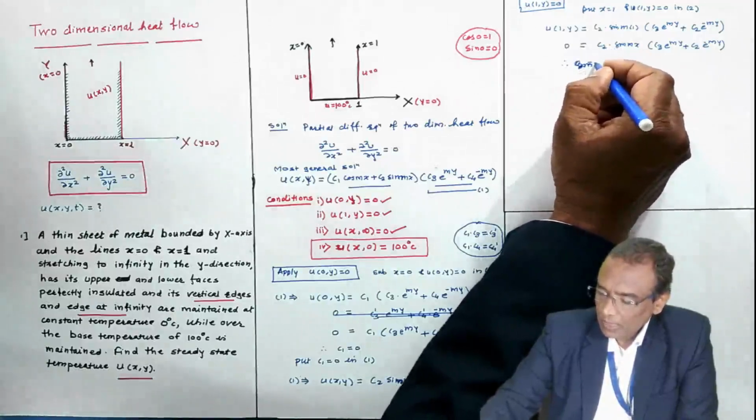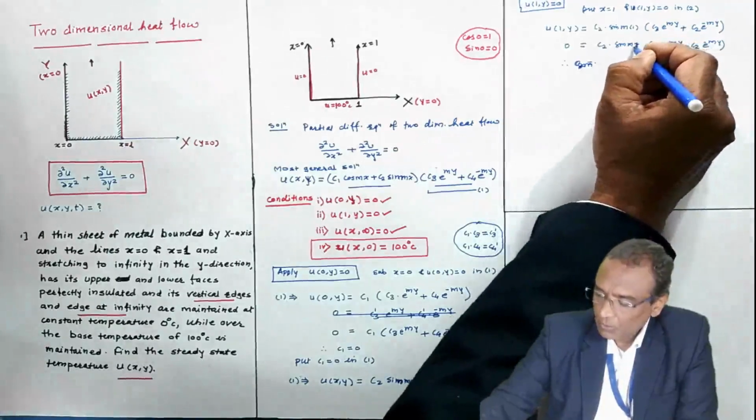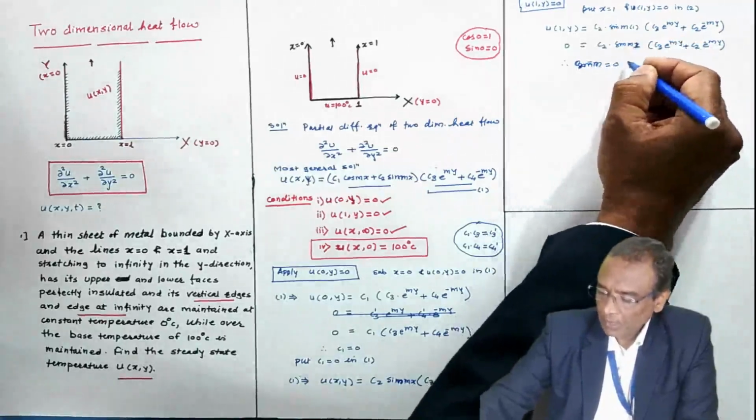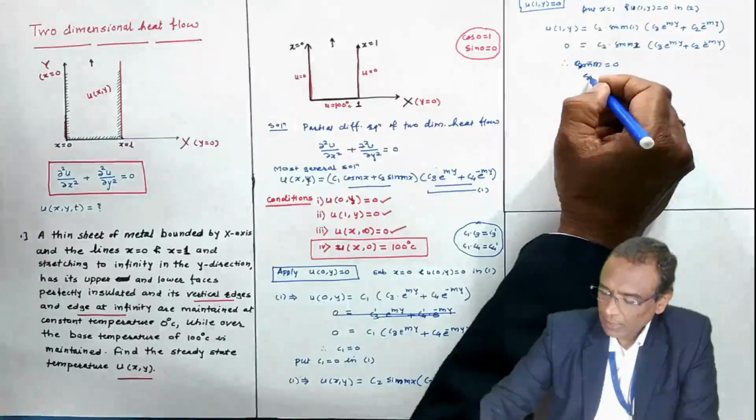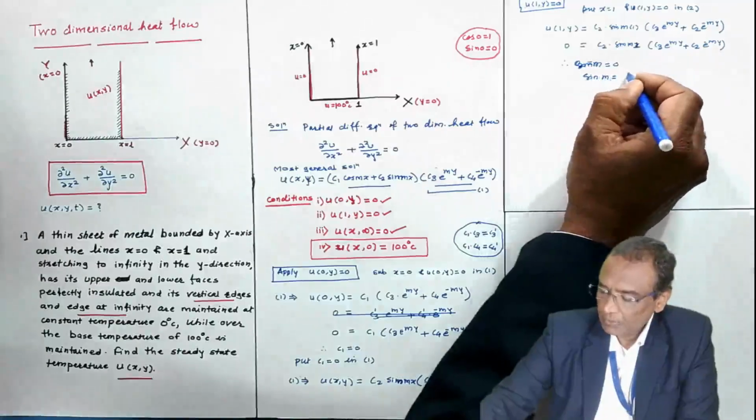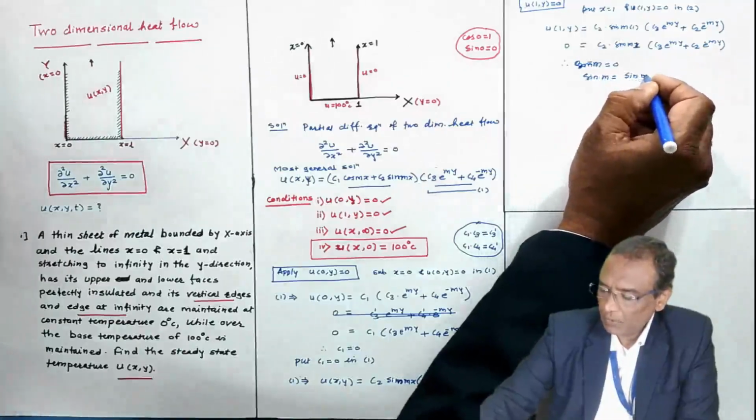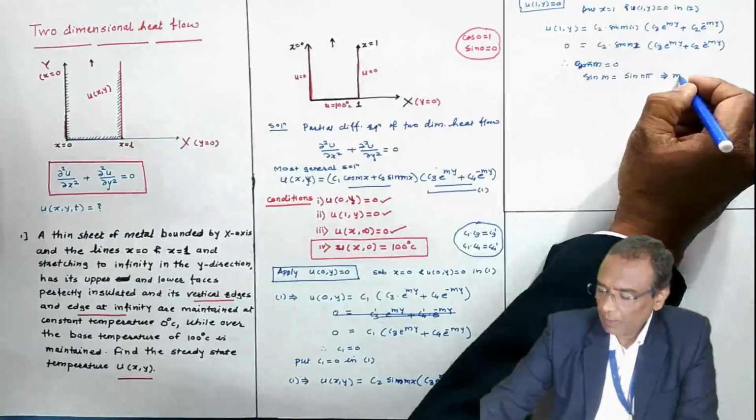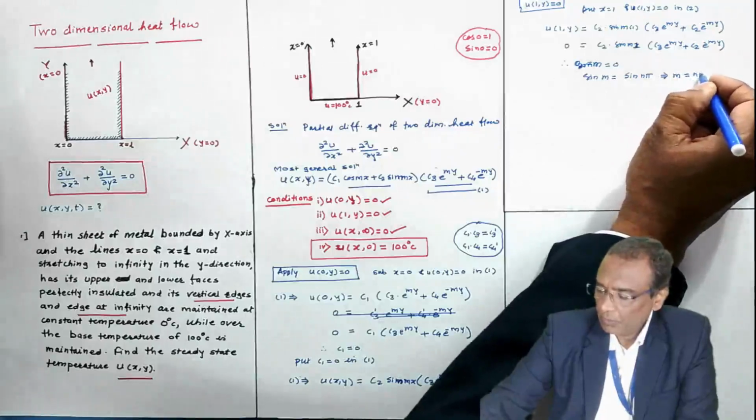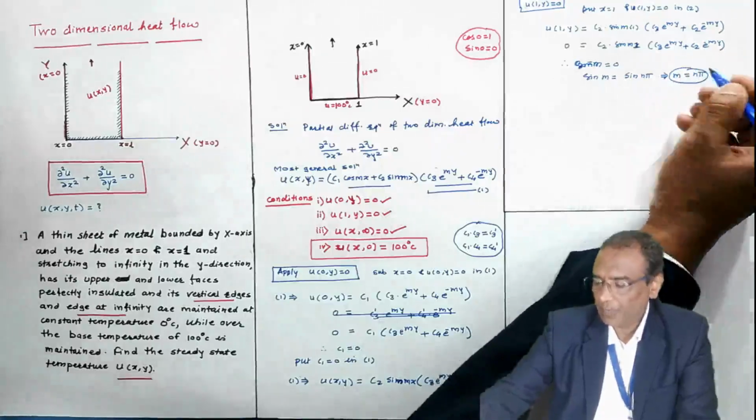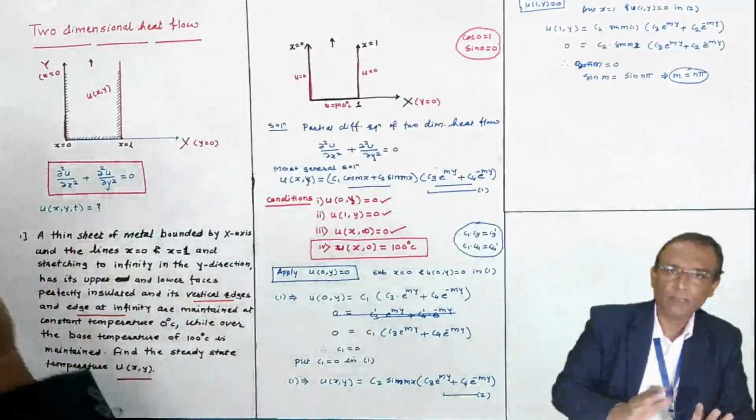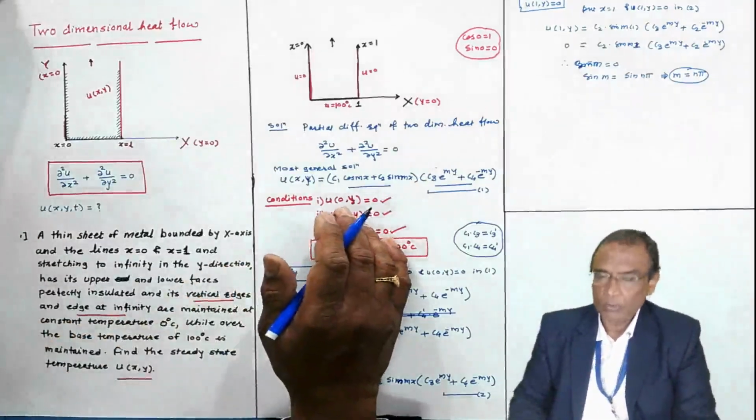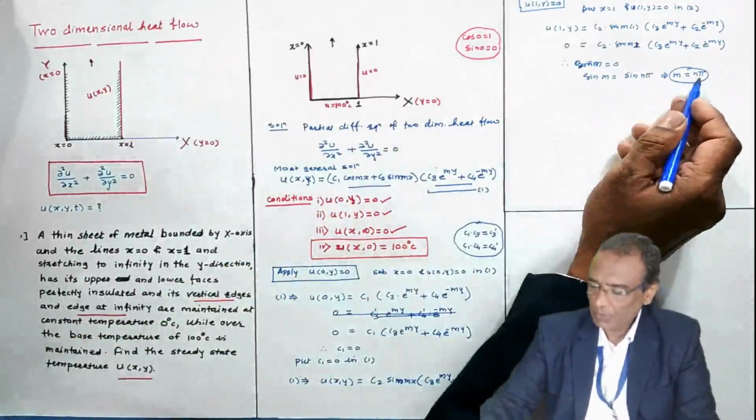Therefore sin of m into 1, sin of m is equal to 0. So sin m is equal to sin n pi. The value of sin n pi is 0. This implies m equals n pi. The value of m. The same thing we have done with one-dimensional heat flow problems and vibration of string problems. Okay, m is equal to n pi.